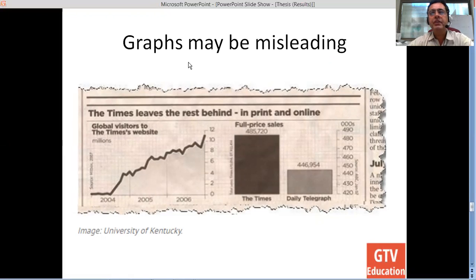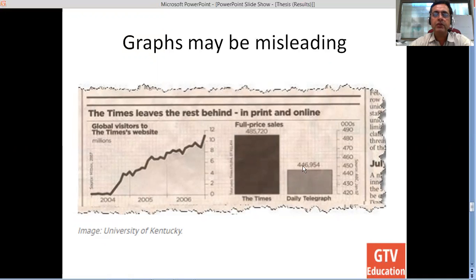Graphs may be misleading. In many cases, graphs can be misleading. For instance, this is an example from the internet. The University of Kentucky published this, saying that the Times leaves the rest behind in print and online. The Times is a magazine, so this is showing that the Times magazine sales have increased exponentially. And if you look at the right, it compares the Times sales with the Daily Telegraph, and it clearly indicates that the Times sales are almost double compared to the Daily Telegraph, but this is misleading.